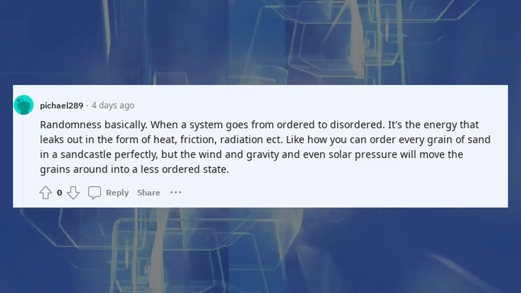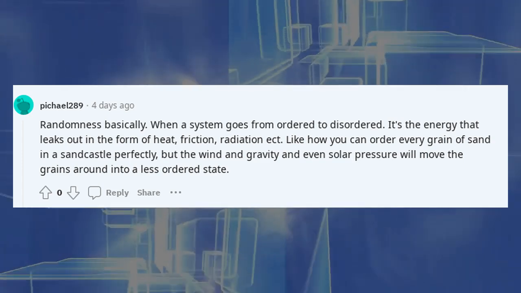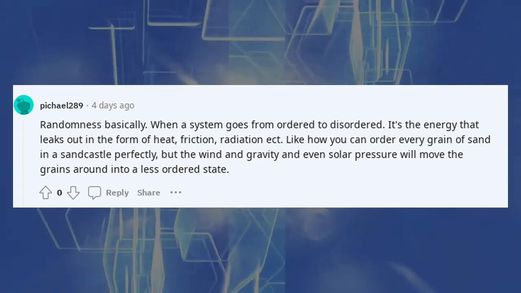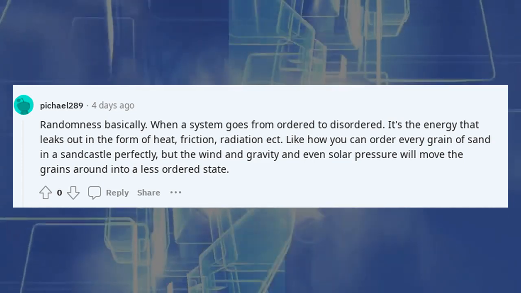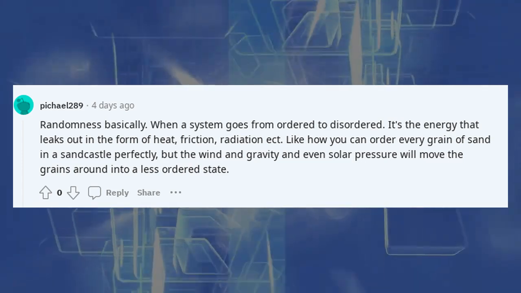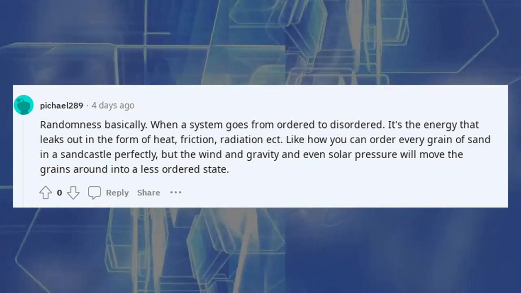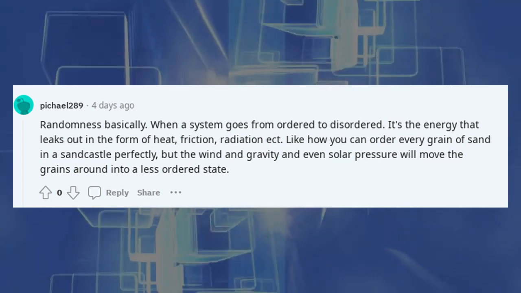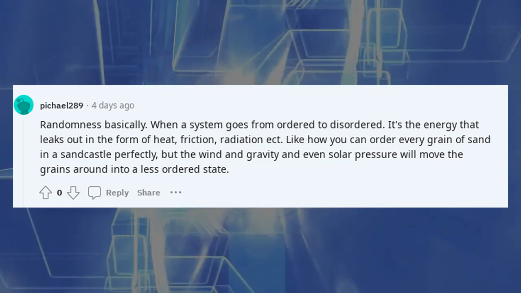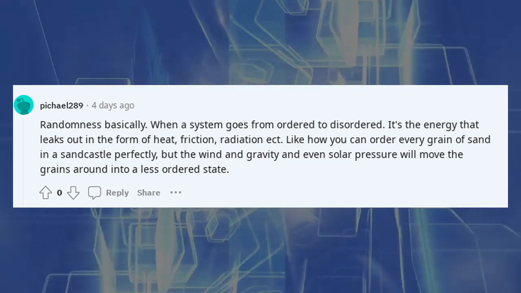Randomness basically. When a system goes from ordered to disordered. It's the energy that leaks out in the form of heat, friction, radiation, etc. Like how you can order every grain of sand in a sandcastle perfectly, but the wind and gravity and even solar pressure will move the grains around into a less ordered state.